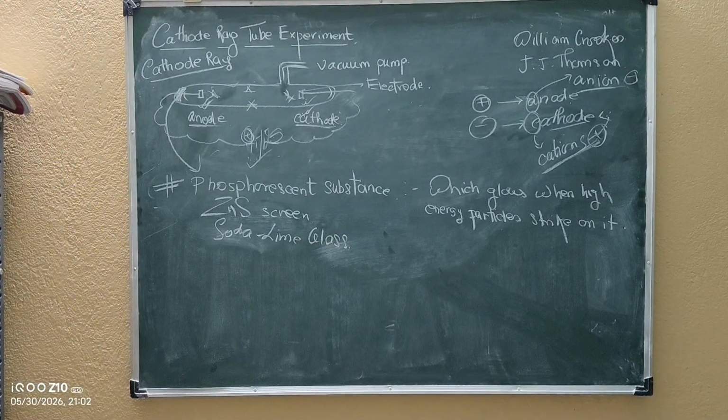These two are usually the phosphorescent material. Usually for this experiment we use the soda lime glass only. But zinc sulfide screen also can be used. It is a little bit costly. Nothing else. So those are the phosphorescent materials we have.